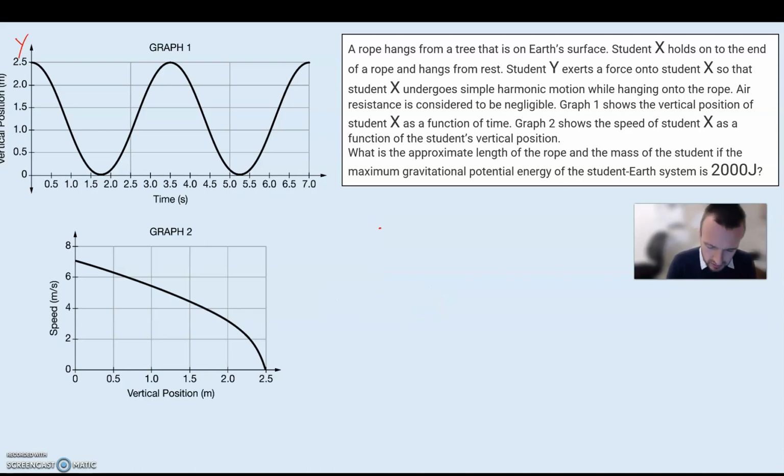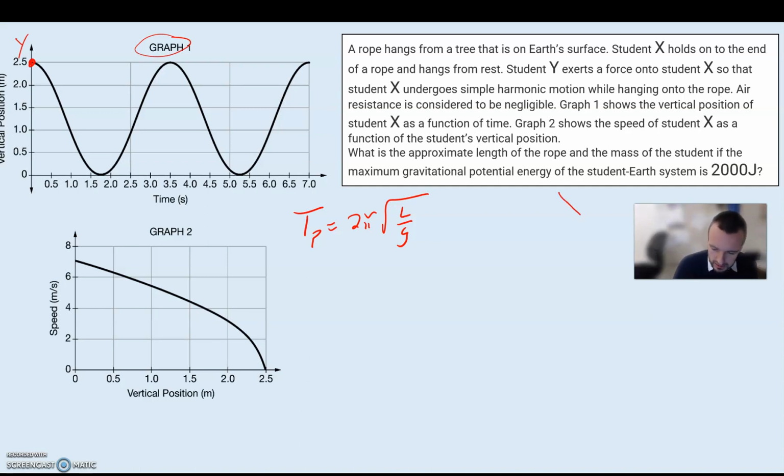Well, if the student is hanging from a string going back and forth, maybe jumping into a creek or something, the period for that pendulum, we know, is 2 pi square root of L over g. Now, let's take a look at graph 1 here. We notice the vertical position. Let's think about what that would look like if we had to sketch it out.